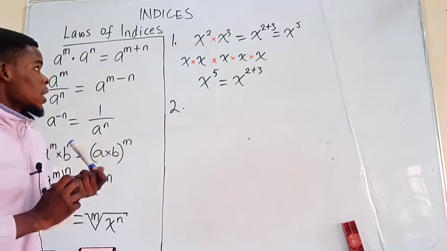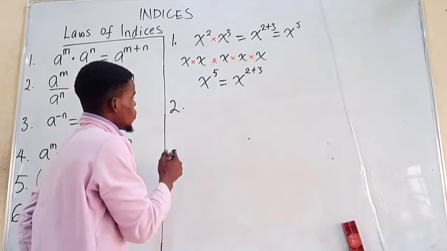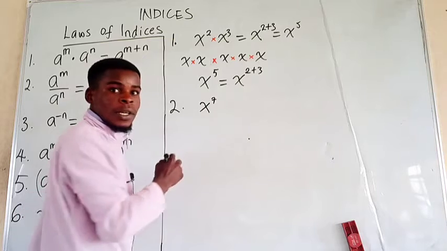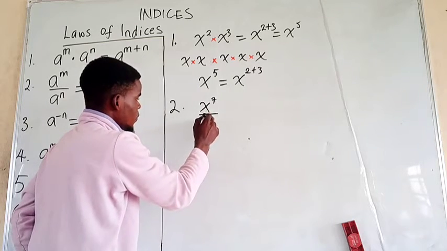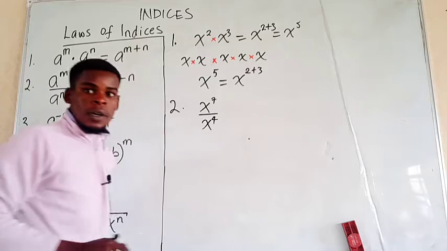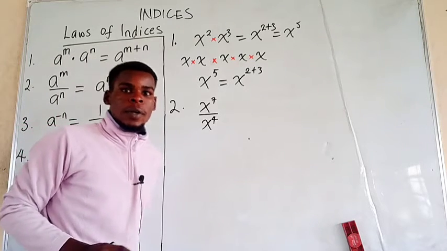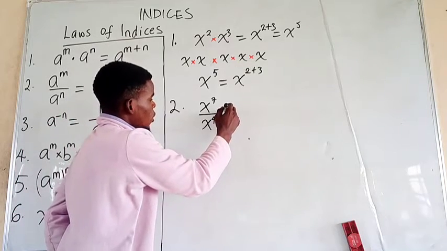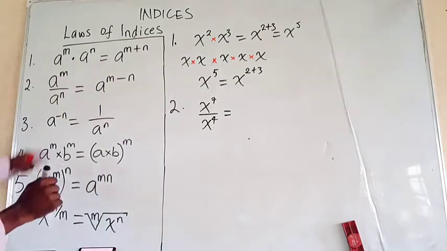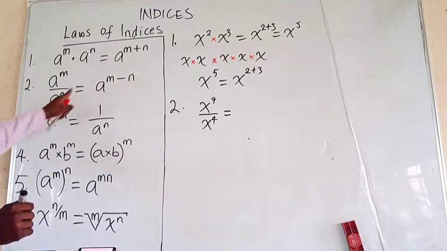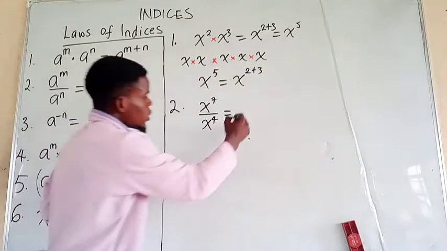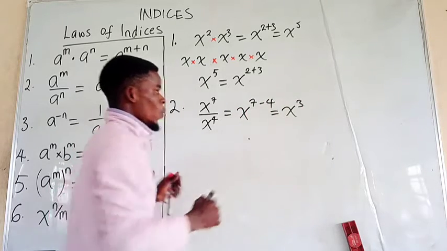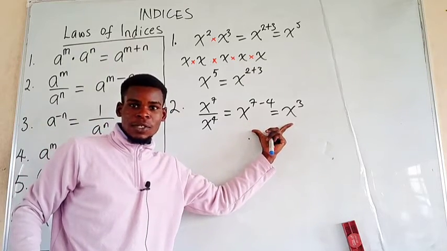Maybe you just go ahead and use another example. Let's say we have x to the power 7 divided by x to the fourth power. According to this law, this will give us m minus n as the powers. That will be 7 minus 4, so that will just be x raised to the power of 7 minus 4, which will be x raised to the power of 3. Let's check if this is going to be true.